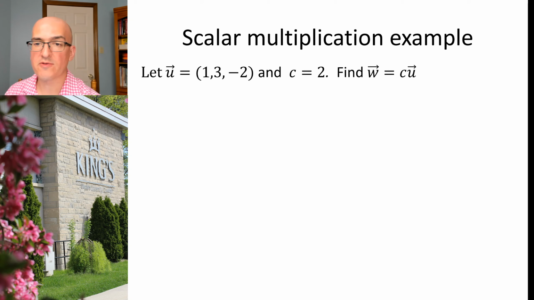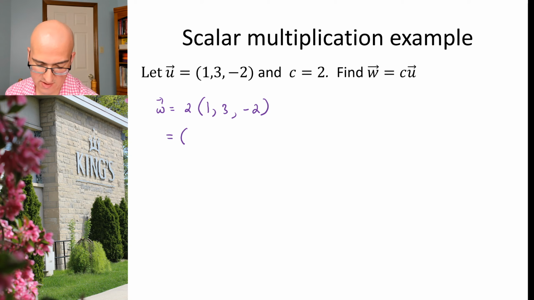So here's an example on R3. We have u equals (1, 3, -2). Our scalar c is equal to 2, and we're asked to construct the new vector w, which is c times u. So w is equal to c, which is 2, times u, which is (1, 3, -2). Now our definition says that we have to take that 2 and multiply it into each part. So 1 times 2, which is 2, 3 times 2, which is 6, and -2 times 2, which is -4. And that's it. That's our answer. So it's normal multiplication done to each part.